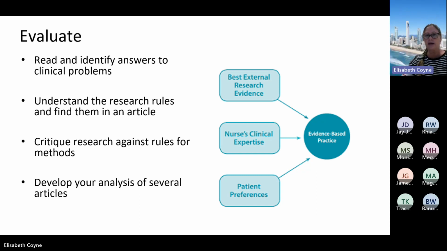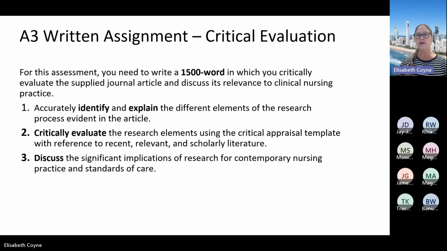So when we're looking at this, yes, this is a harder skill, but hopefully as you finish A3, you'll feel a lot more confident in that evaluation. And so what does A3 actually look like?